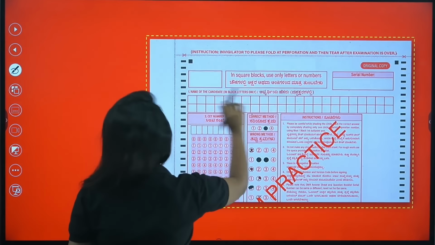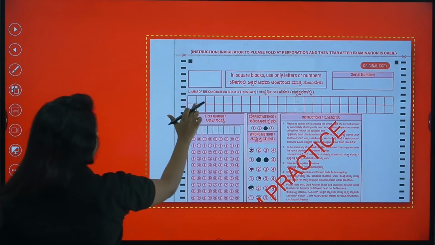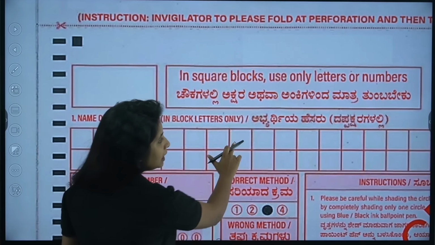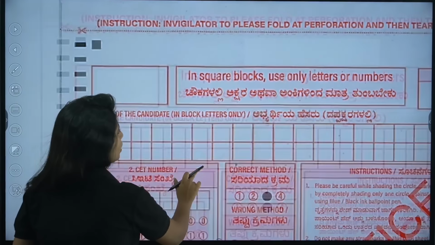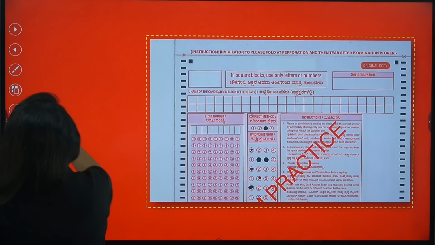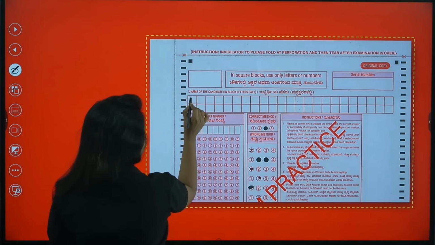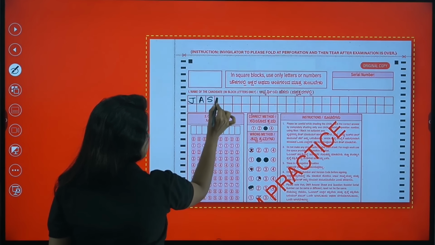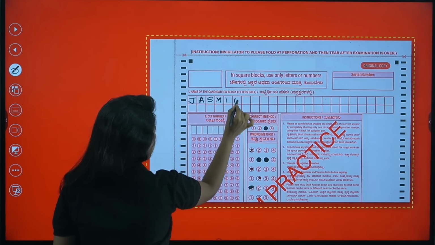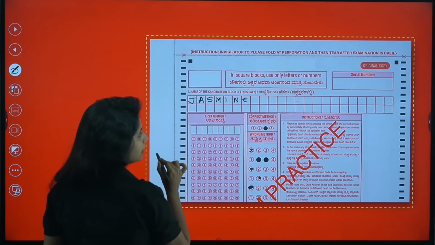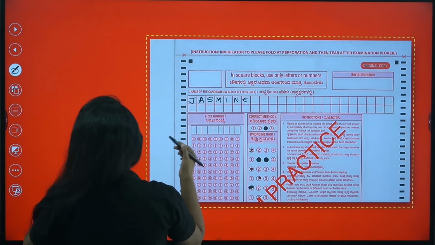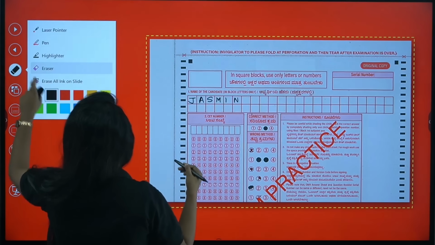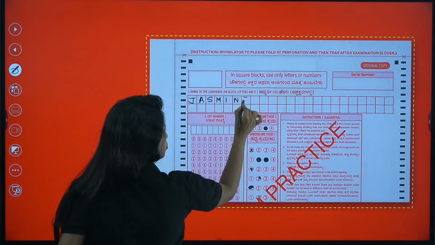Now when it comes over here, if you look at this particular picture, it is written name of the candidate in block letters only. In block letters only means you have to use capital letters. So over here, suppose I am the candidate. JASMINE. Clearly you have to write. Now that E is not clear. Can I make a mistake out there? No. So while I fill it, I have to make sure I make no mistakes.